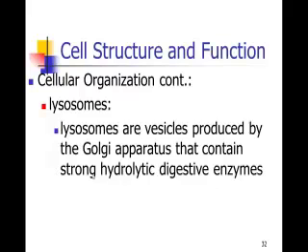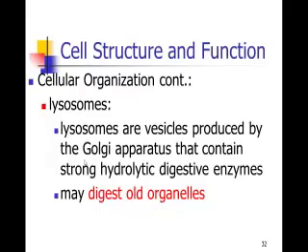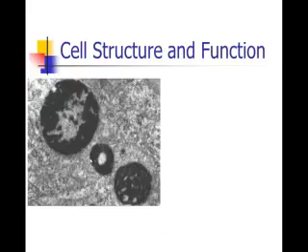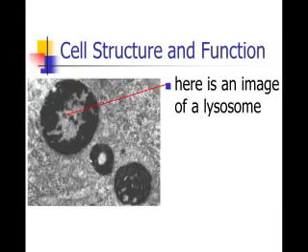They contain enzymes, digestive enzymes that are really strong, hydrolytic enzymes, and these are used to digest old organelles that are no longer functioning properly. We find a lot of lysosomes in white blood cells. White blood cells use these lysosomes to digest foreign organisms or foreign materials. So here is a photomicrograph of a lysosome.